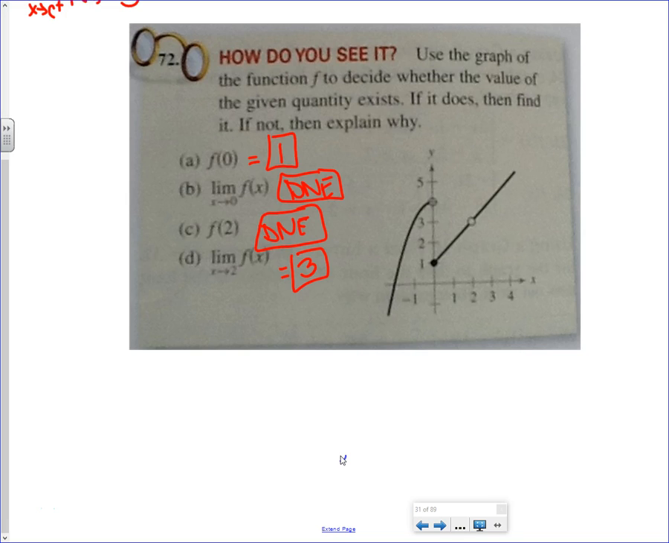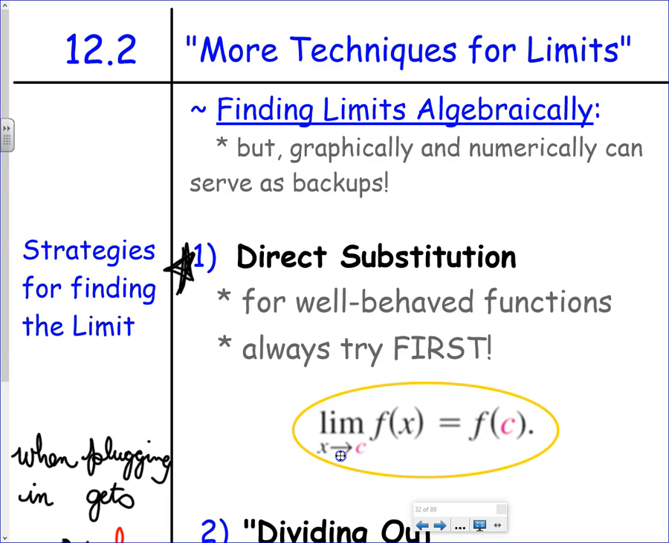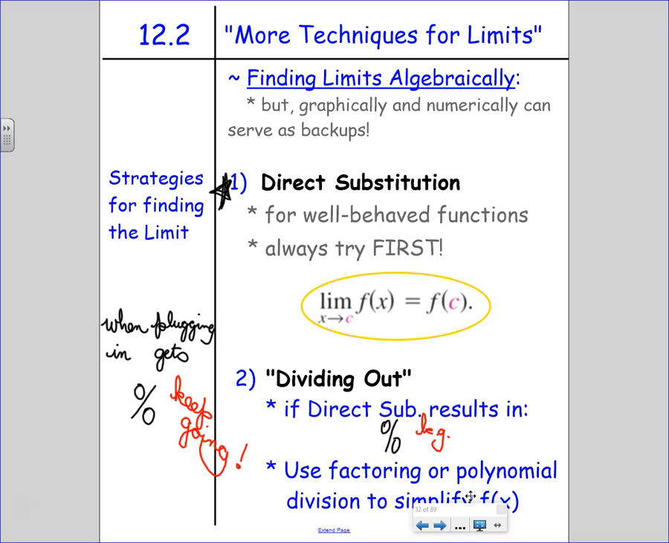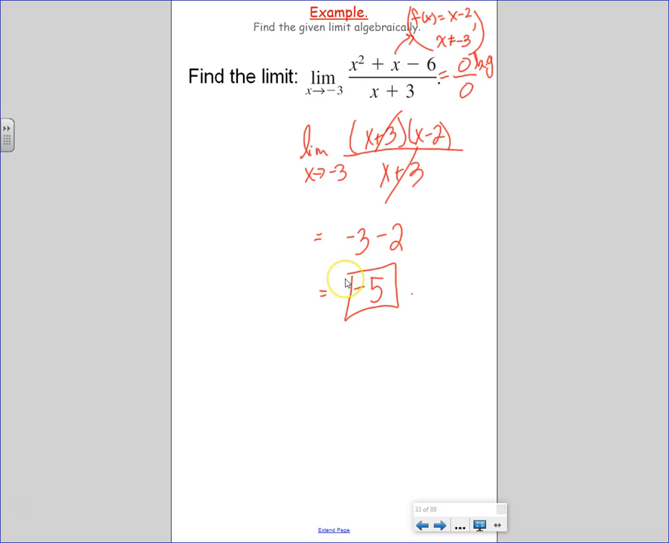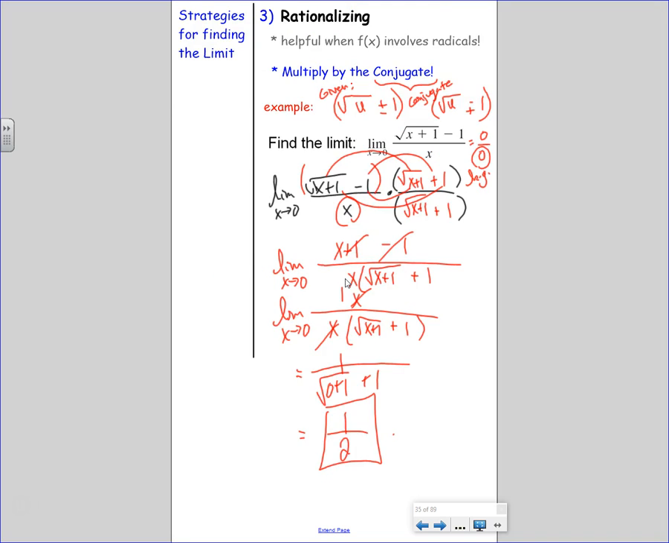All right, let's get the lights on. Let's get back into section 12.2. Here we go. How many of you guys passed the A, B, C, D? All right. We were here multiplying by the conjugate. Does anybody remember when we multiply by the conjugate? When there's a radical.